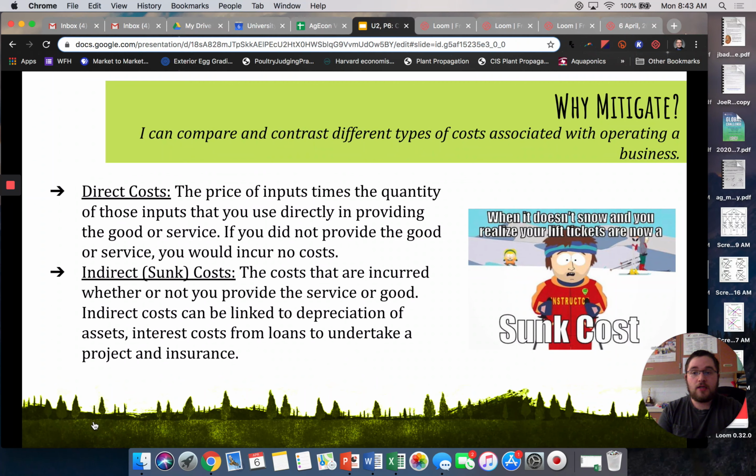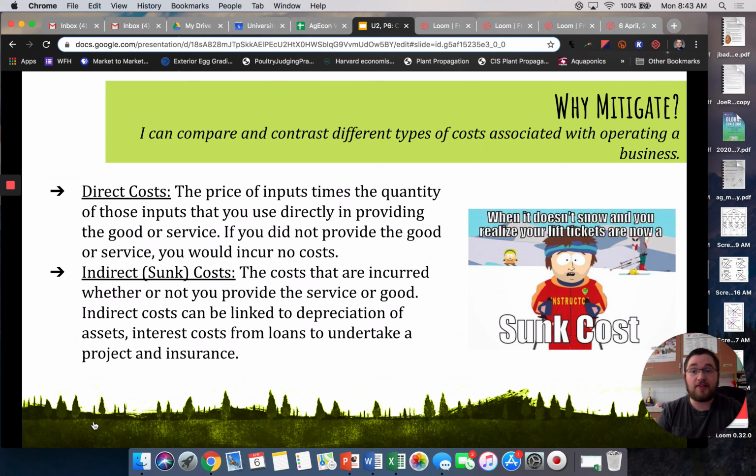Indirect, or sometimes referred to as sunk costs, are costs that are incurred whether or not you provide the service or good. Indirect costs can be linked to depreciation of assets, interest costs from loans to undertake a project, and insurance. So if we look at the meme to the right, when it doesn't snow and you realize your lift tickets are now a sunk cost. If you have a ski pass or a season pass or a lift ticket and it doesn't snow or the snow melts, that's a sunk cost.